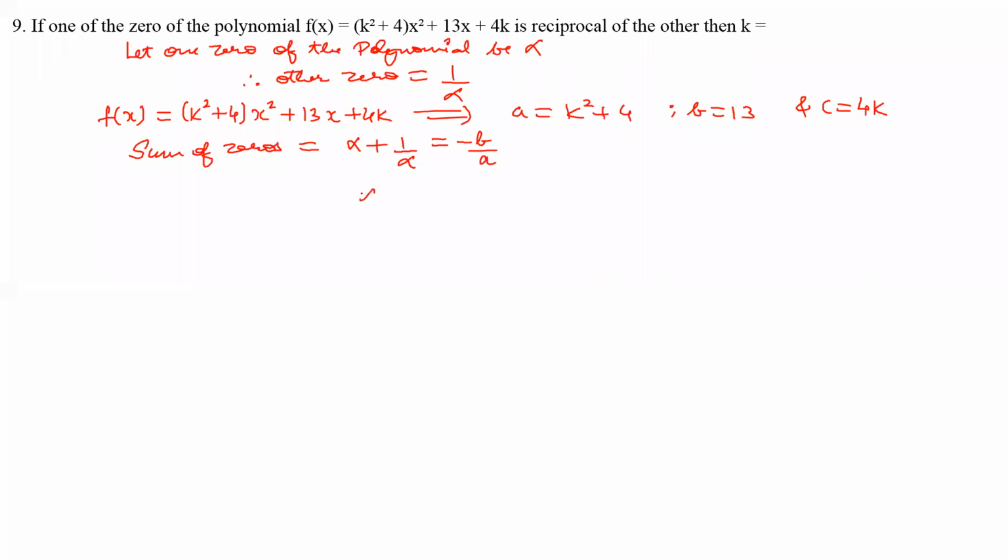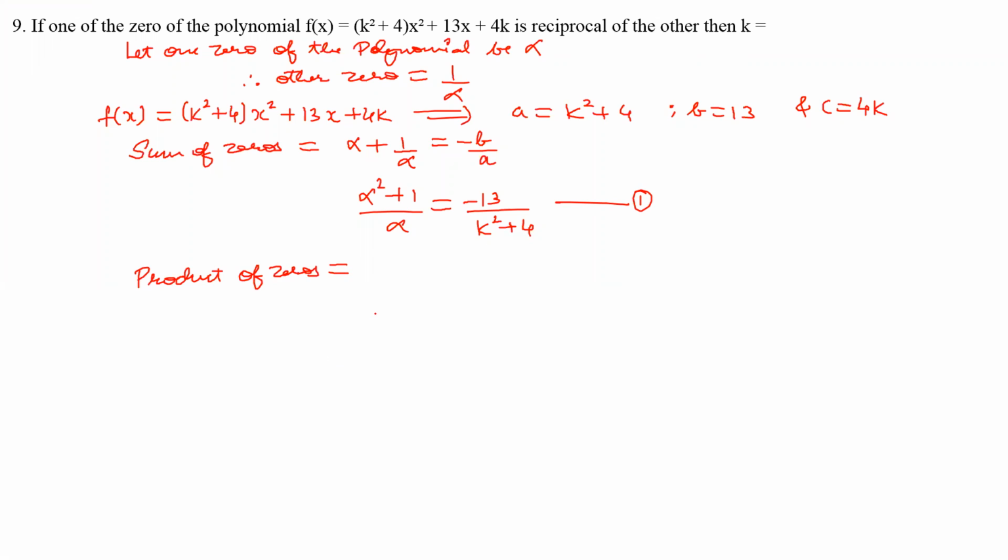So sum of zeros, it is what, minus b upon a. So what it will become, alpha square plus 1 divided by alpha, which is equal to, now minus 13 upon, this will become k square plus 4. Okay, minus 13 upon k square plus 4. See, now we are not getting anything from here, so we will use product of zeros. Now we will keep this as it is. Okay, give this as equation number 1, so we will use product of zeros.